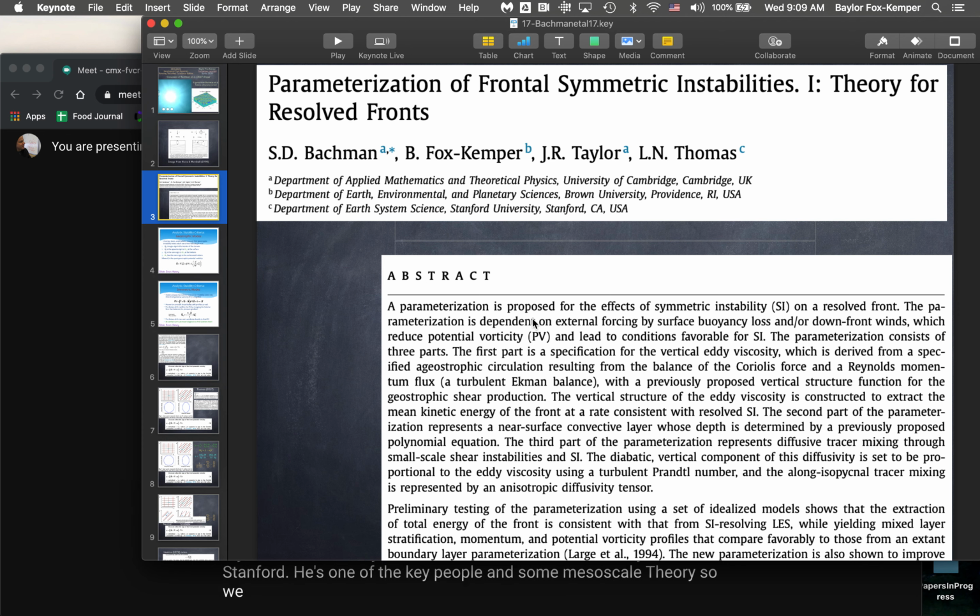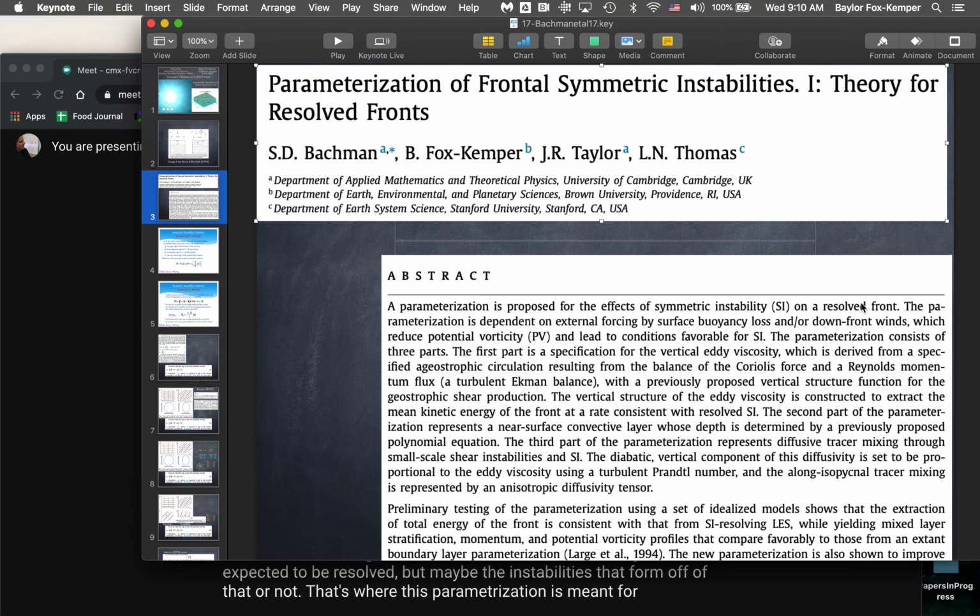So we all got together to try and figure out how to write down a parameterization of symmetric instabilities, which John and Leif had been describing how large eddy simulations of symmetric instabilities worked, but hadn't written it down in a parameterization before. And so what Scott and I discussed during my sabbatical, Scott at the time was in Cambridge, was how to do that. So the parameterization of symmetric instability for a resolved front, so that lateral gradient, but within the mixed layer is expected to be resolved, but maybe the instabilities that form off of that are not. That's what this parameterization is meant for.